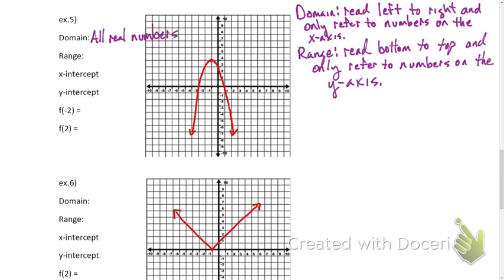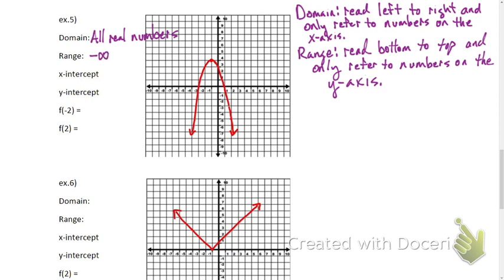That's a real common answer for domain of a graph. I mean, sometimes it's different. On number 7, it'll be different, but if you ever see it's going forever in the left direction and forever in the right direction, it's all real numbers. For range, we want to go from bottom to top. And there's no bottom to this graph because it's going forever to negative infinity. Like there's no end to it.